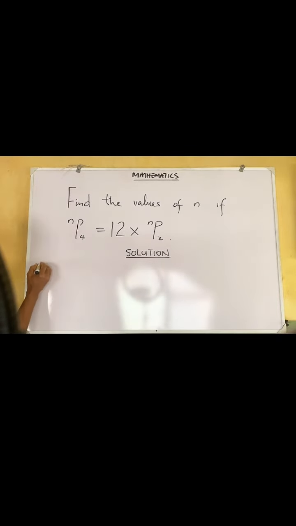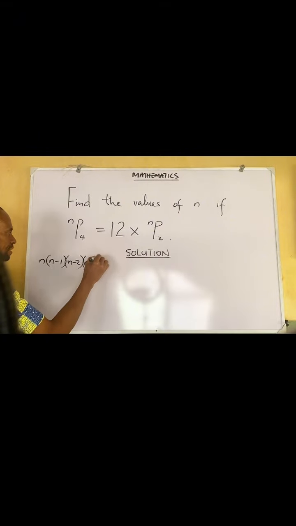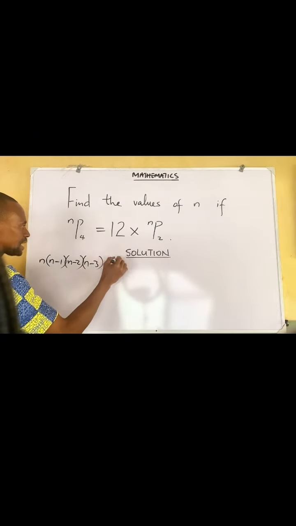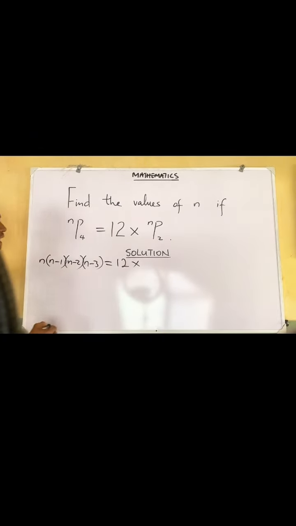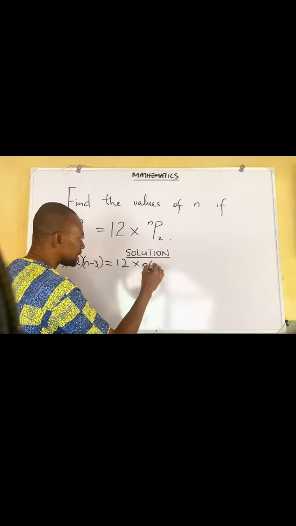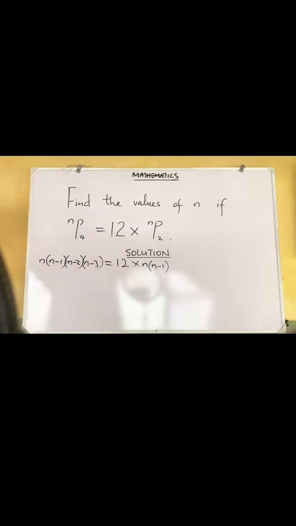So here we have n(n minus 1)(n minus 2)(n minus 3) equals, then you bring down 12 times, here we stop at the factor n minus 1, so n(n minus 1). I hope it's clear. Now let's cancel out and simplify. We cancel n, we cancel n minus 1. So we are left with this.